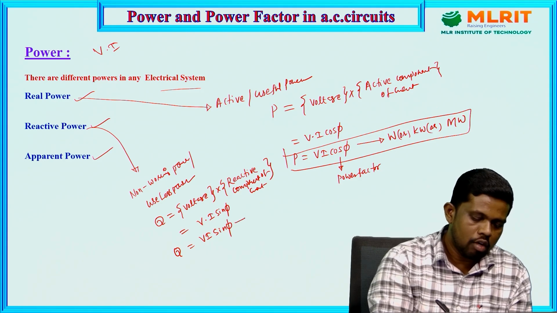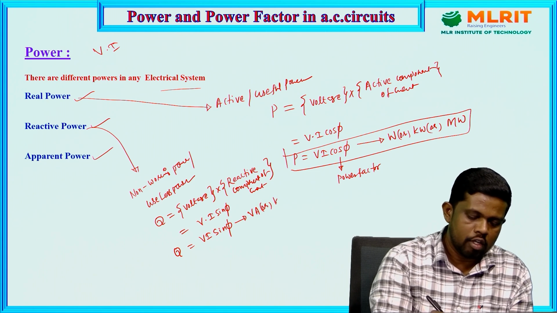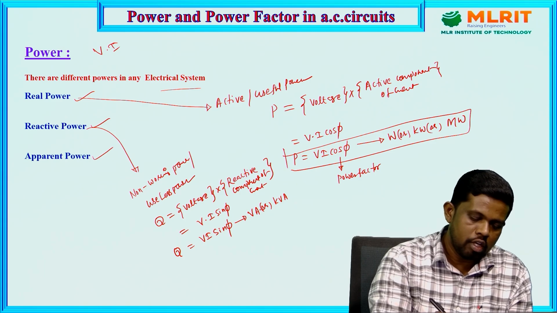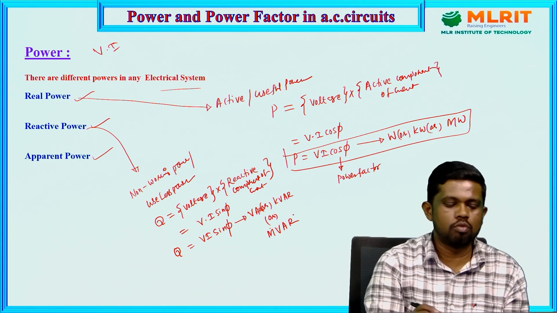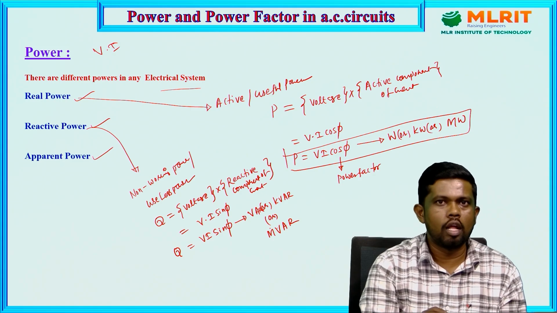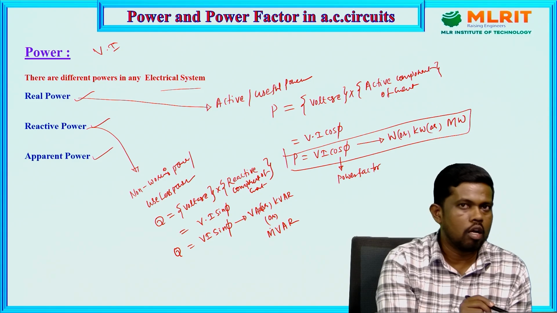The unit of voltage is the volt and the unit of current is the ampere, so the unit of this one is volt ampere. In the case of a large scale, kVA; for the reactive component, it is kVAR, or we can also measure it in terms of MVAR, megavolt ampere reactive. The units are volt ampere reactive, kilovolt ampere reactive, or megavolt ampere reactive. So this is regarding the non-working or reactive power.